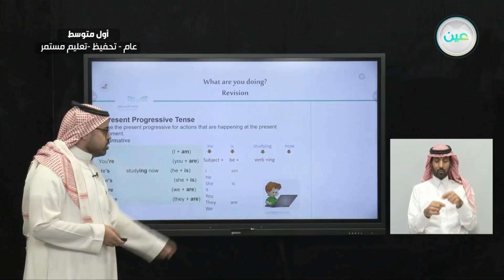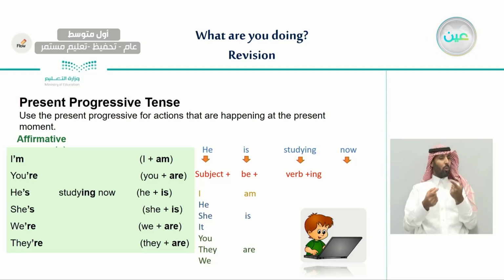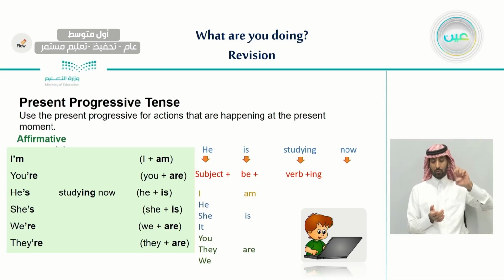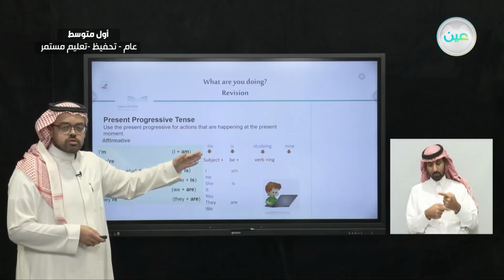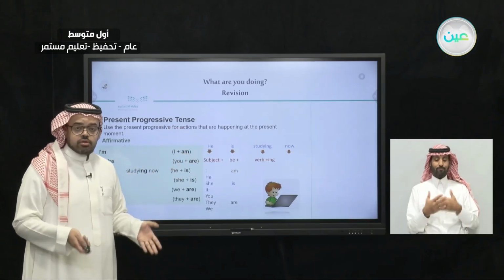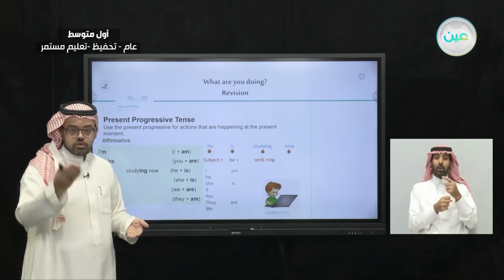Like here, for example, the subject I goes with the verb to be am, and also the subjects he, she, and it go with the verb to be is, and also the subjects you, they, and we go with the verb to be are. And we add to it a verb that is followed by -ing. So this is the form that we use for the present progressive, which we use for the actions that are happening right now. Like for me, for example, right now, I am speaking to you.